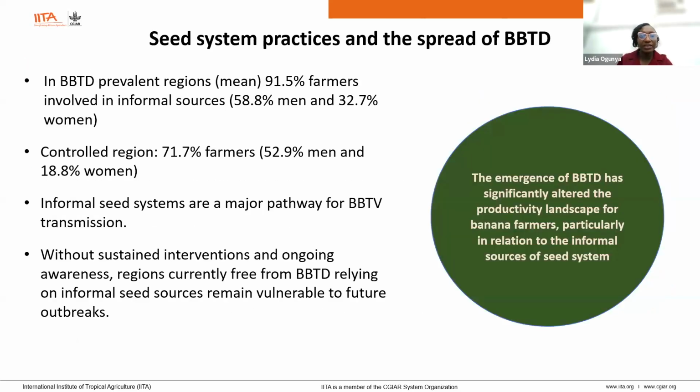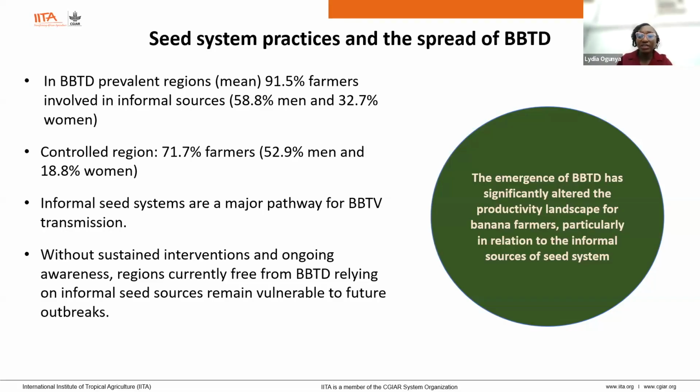Now we want to look at the seed system practices. In the BBTD prevalent region, over 90% of the farmers are involved in informal sources, getting the planting material from neighbors, reusing the planting materials from their own farmland. And then we have a very minute percentage getting the planting materials from alternatives rather than sourcing in the informal way. And then we also see in the controlled region, 71.7% of the farmers also engage in the informal source.